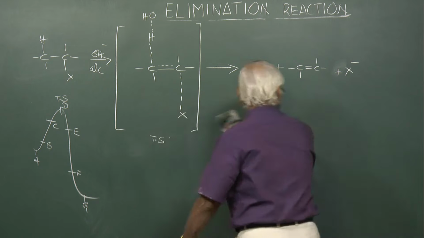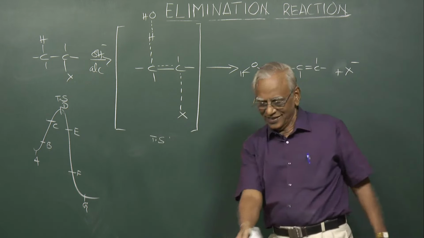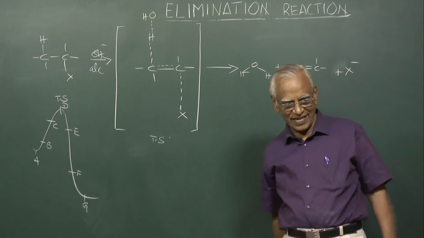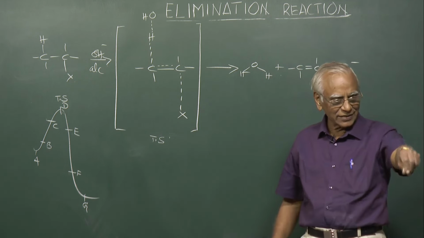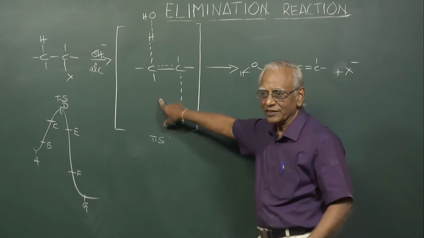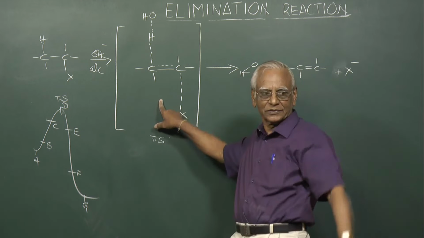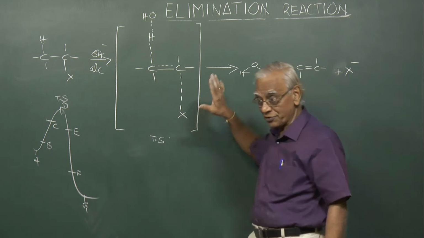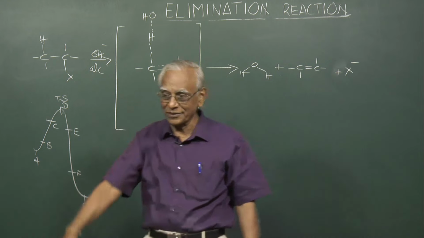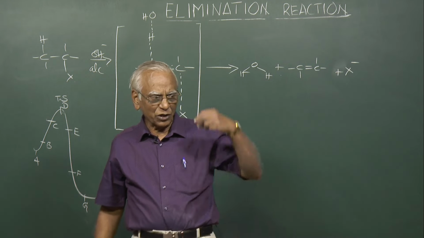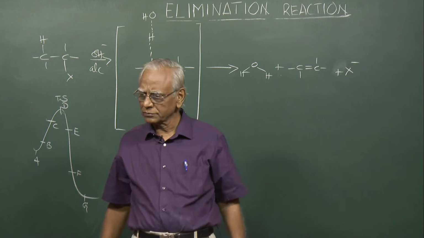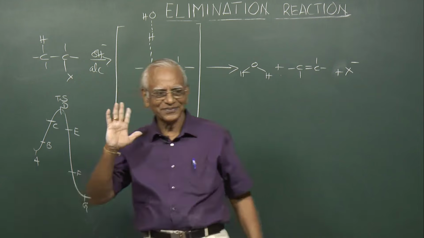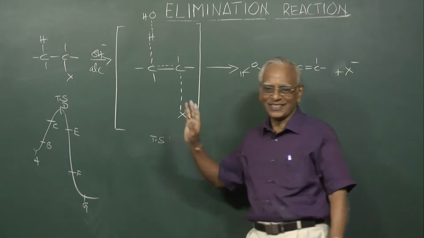Now, most of the questions related to the mechanism in IIT can be answered by knowing the structure of the transition state. More than the structure of the starting compound, more than the structure of the product, the structure of the transition state is very important. Even questions like assertion and reasoning, multiple answer, multiple choice, most of them can be explained based on this transition state.